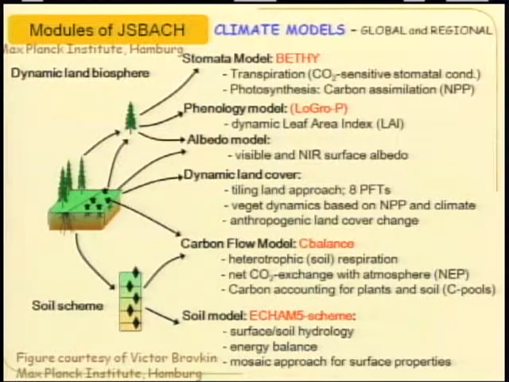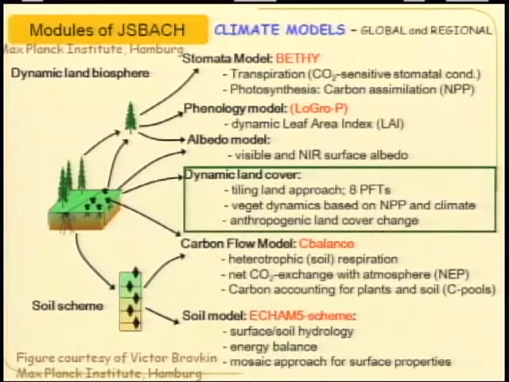You know also that climate modeling, both global and regional climate models, are very complex and include a lot of different sub-models, if you want, and a lot of different modules. This is an example of the Max Planck Institute in Hamburg, MPI-ESM, with a very complex dynamic land biosphere module that includes a lot of models, including dynamic land cover and anthropogenic land cover change.